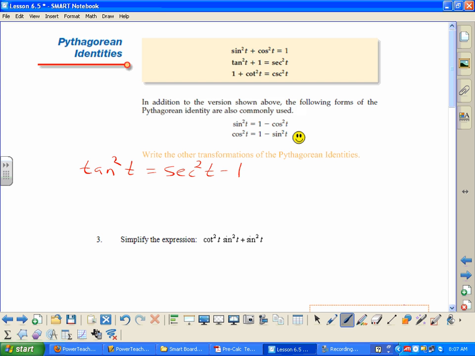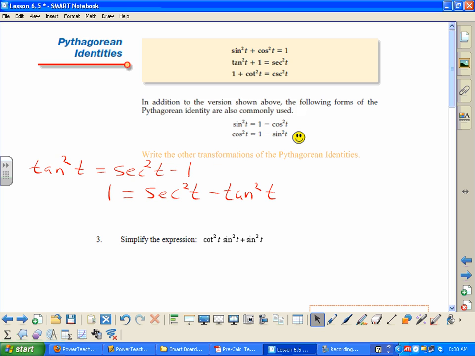What's another way we could write it? Well, we subtracted 1. Could we subtract tangent squared? Okay. So 1 is equal to secant squared t minus tangent squared t. So that's the way that those two can be rewritten.